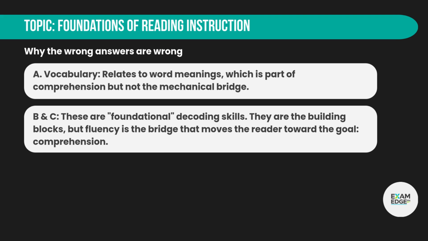Why the wrong answers are wrong? A. Vocabulary relates to word meanings, which is part of comprehension but not the mechanical bridge. B and C. These are foundational decoding skills. They are the building blocks, but fluency is the bridge that moves the reader toward the goal, comprehension.